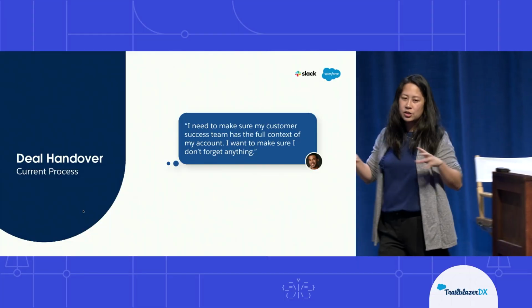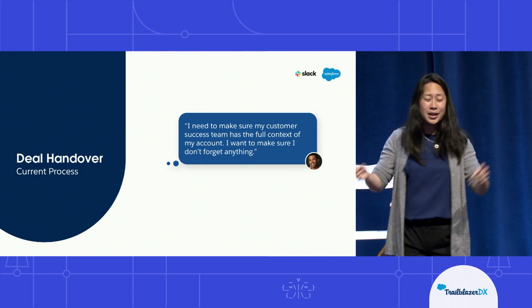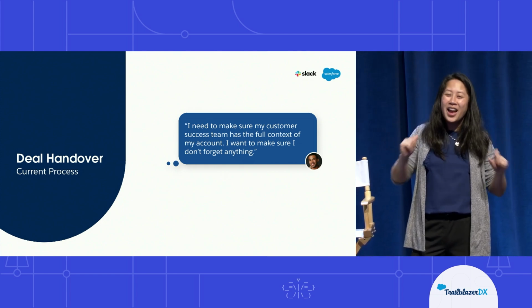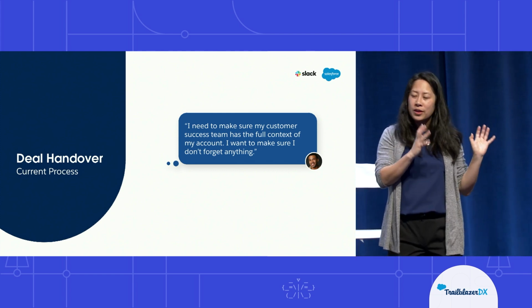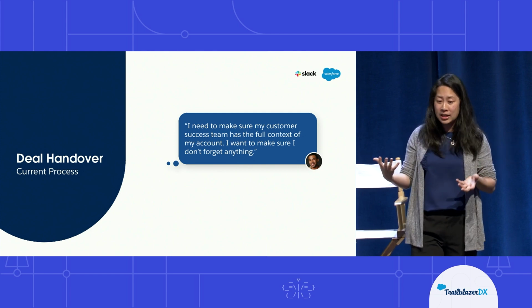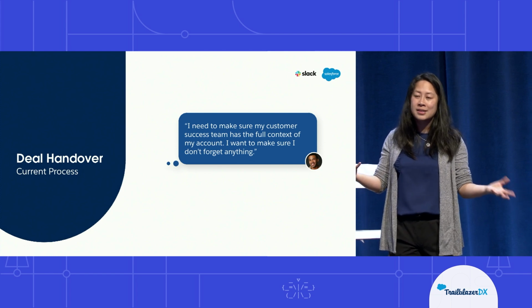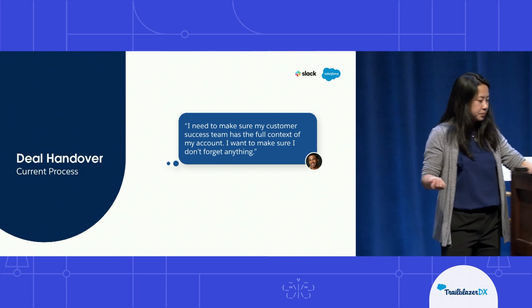Two more steps in our sales process. We have the deal handover. We've had the exec meeting, they've had a good conversation, and guess what? We've made the sale. Now it's time for a deal handover. And this is where we move the details from our sales team to the implementation team. And we want to make sure our customer success team has the full context of the account and the account history, and I want to make sure I don't forget anything.